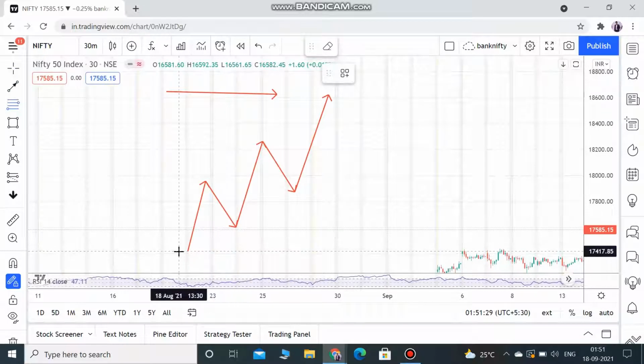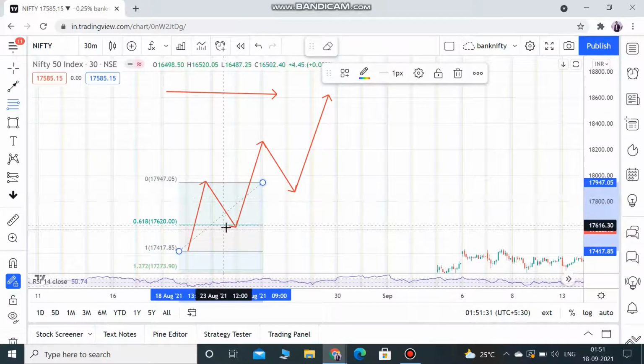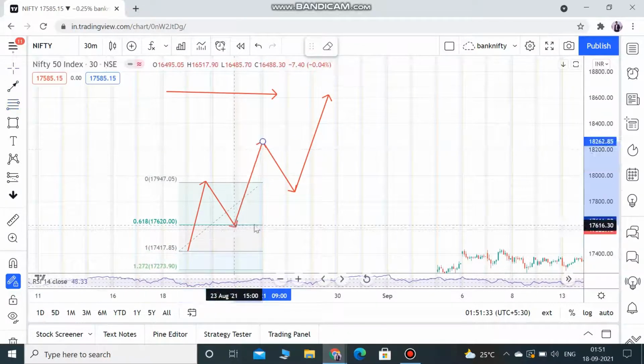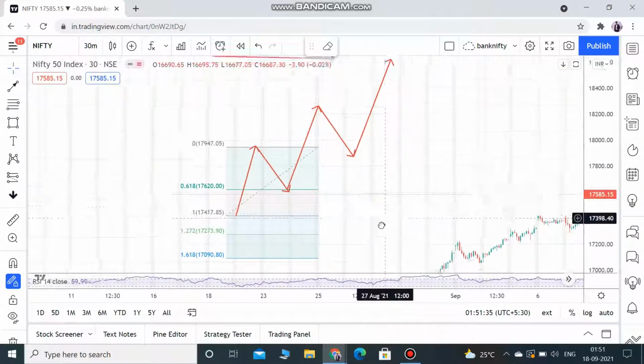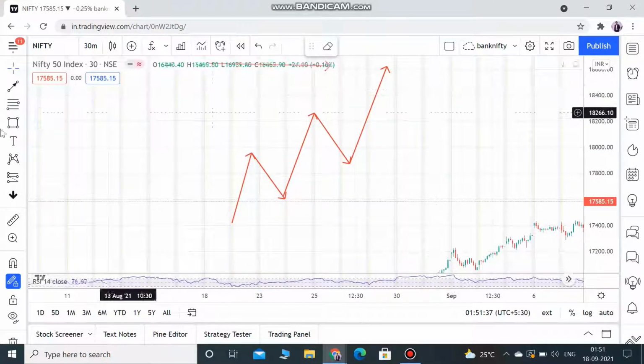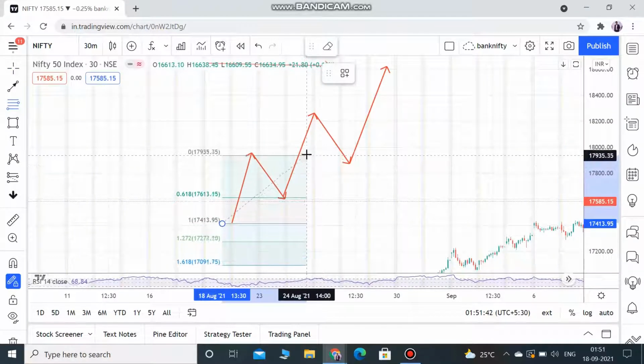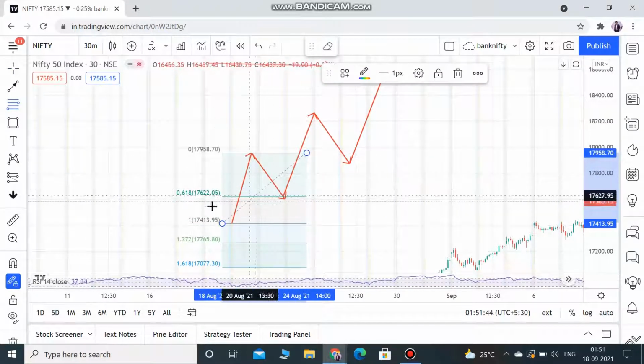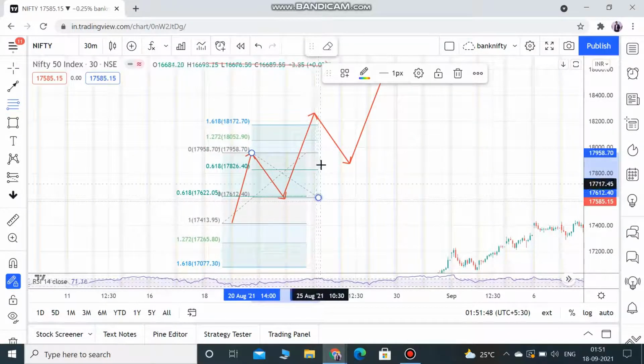If you do it on your daily basis, this is your 61 Fibonacci retracement. If this is your 0 to 1 and this is your pullback at 61, then you target from high to low, and your 161 will be your target.